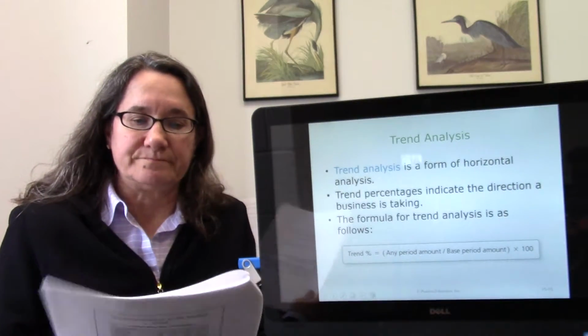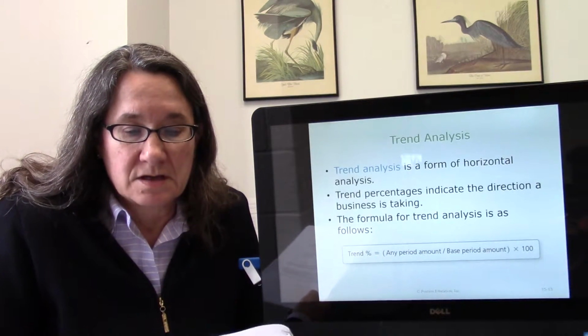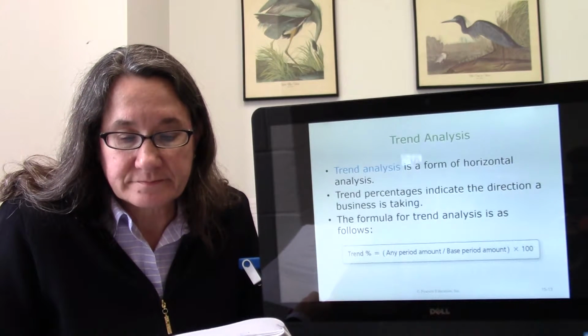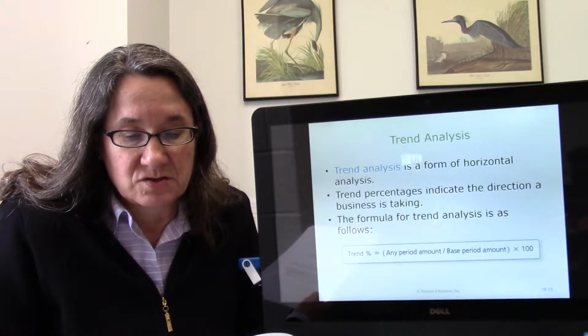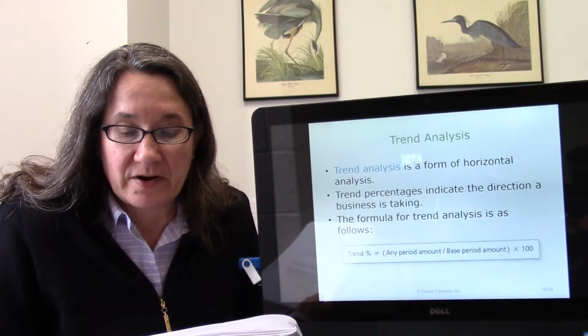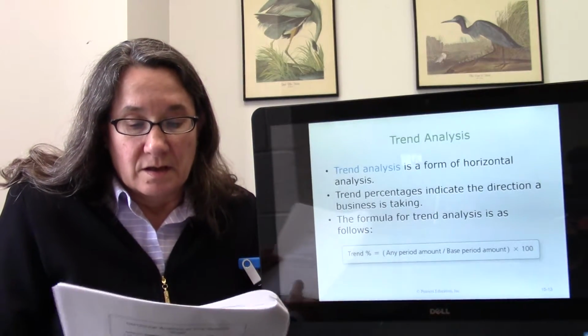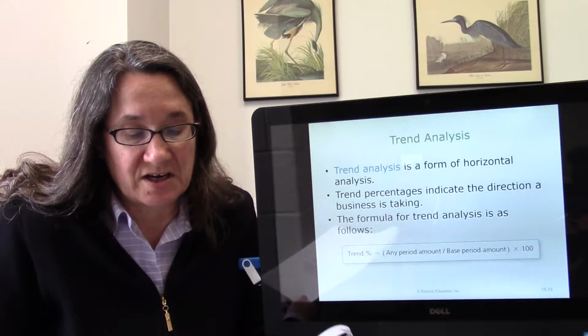Trend analysis. Trend analysis is a form of horizontal analysis. Trend percentages indicate the direction a business is taking. The formula for trend analysis is as follows. Trend percentage equals any period amount divided by the base period amount times 100. So for example, we have sales change over 5 years.